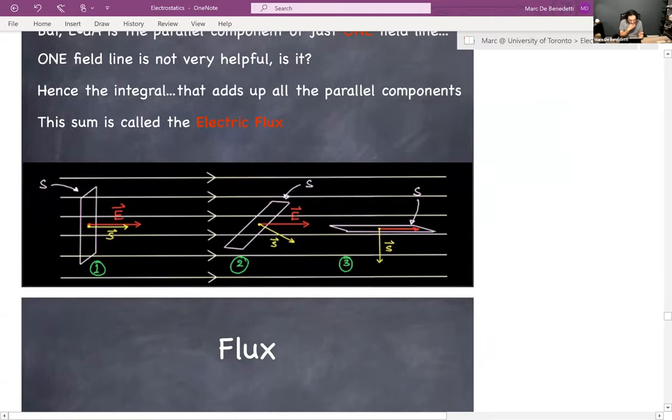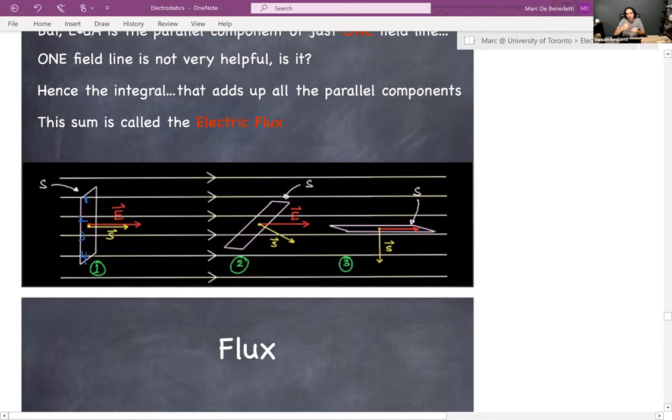Now, why is this important? Well, let's look at the next slide. When the area of this rectangle is oriented according to panel one, you have the area vector directed perfectly horizontal toward the right. Coincidentally, the E field is also pointed perfectly to the right. So how many electric field lines are passing through this rectangle? We have one, two, three, four.